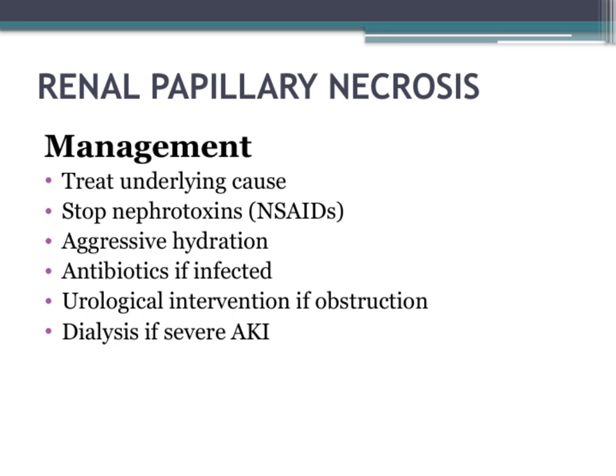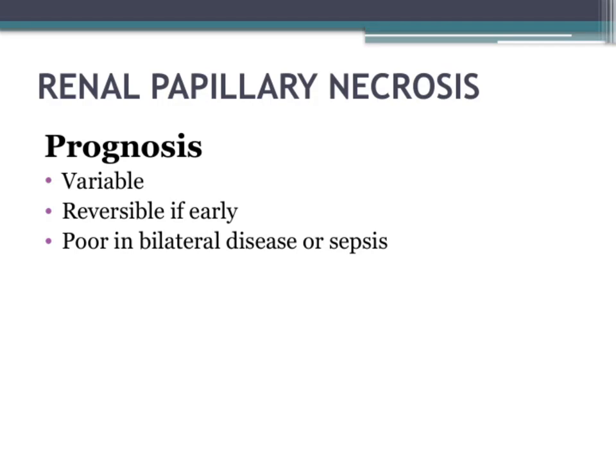If there's an infection, administering antibiotics is necessary to control the infectious process and prevent further renal compromise. In cases where there's an obstruction, urological intervention may be required to relieve it and restore normal urine flow. And for severe acute kidney injury, dialysis might become necessary to manage the patient's fluid and waste balance effectively. Overall, managing renal papillary necrosis involves a combination of addressing causes, preventing further injury, and supporting kidney function until recovery.